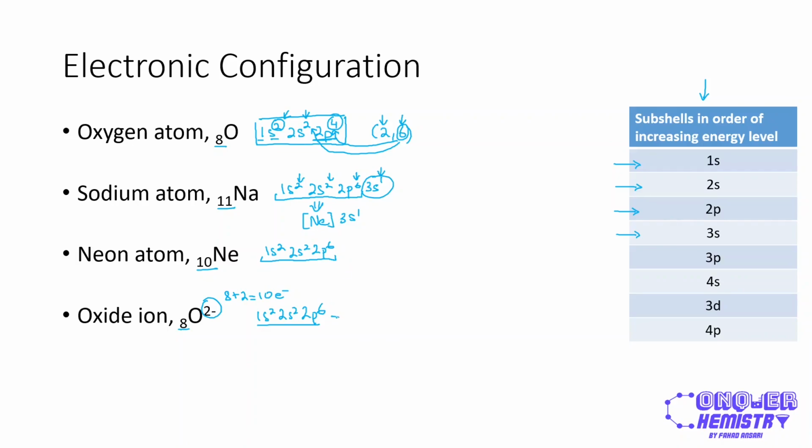So we can just write this as Ne in square brackets. It tells us that the ion has gained a noble gas configuration. And the sodium ion, 11 protons. This positive charge tells us that we have 1 less electron. That gives us 10 electrons. So same as the number of electrons in an oxide ion. So this will also have the noble gas configuration of neon.